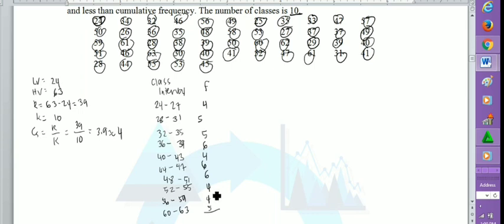So this should total to 49 kasi that's our respondents, 49. So we have 4 plus 5 plus 5 plus 6 plus 4 plus 6 plus 6 plus 4 plus 4 plus 5. Okay, so a total of 49.